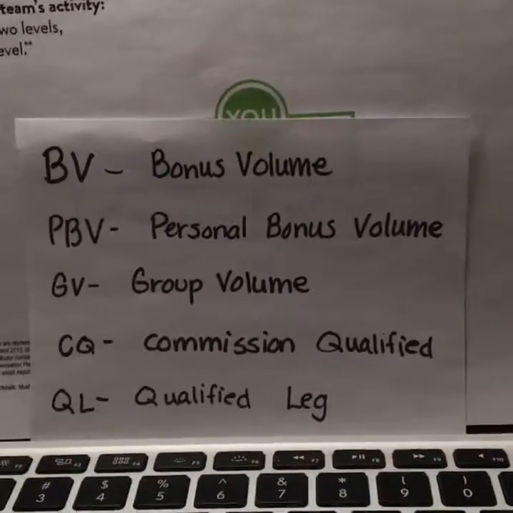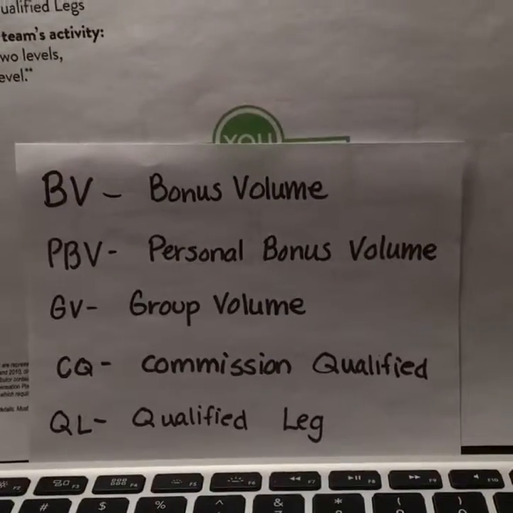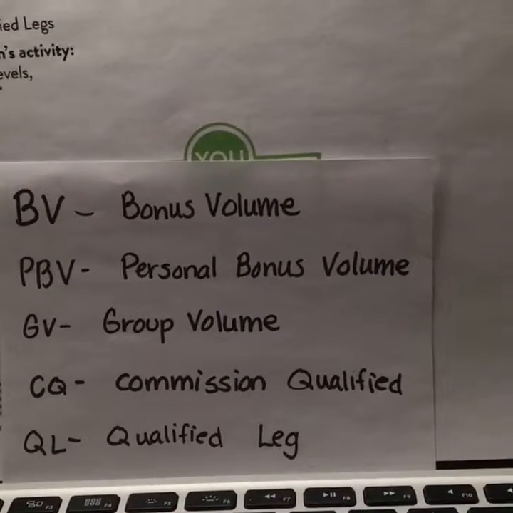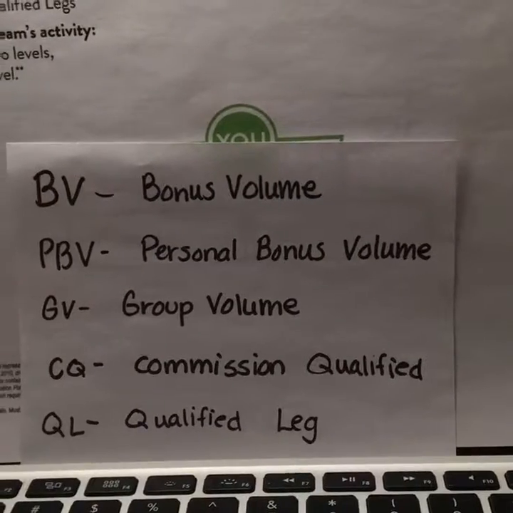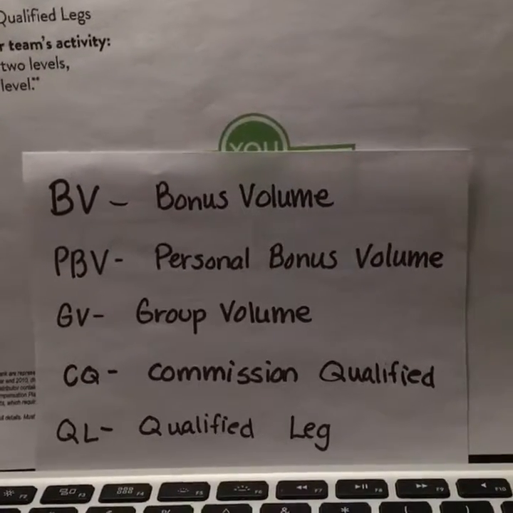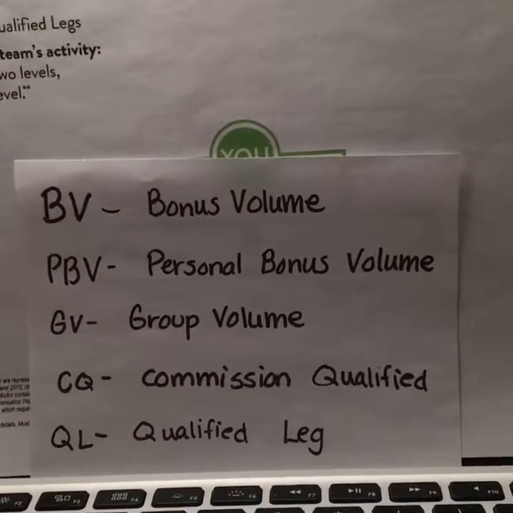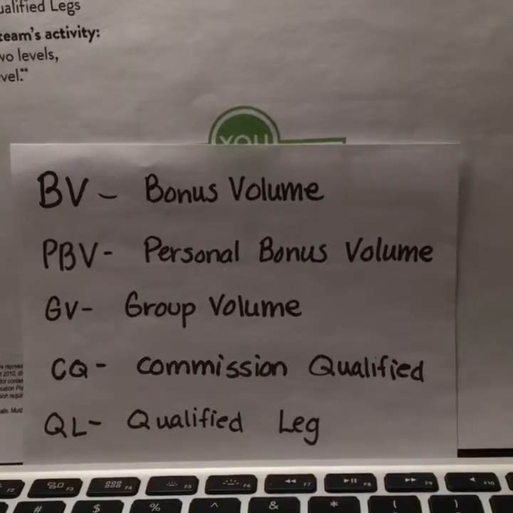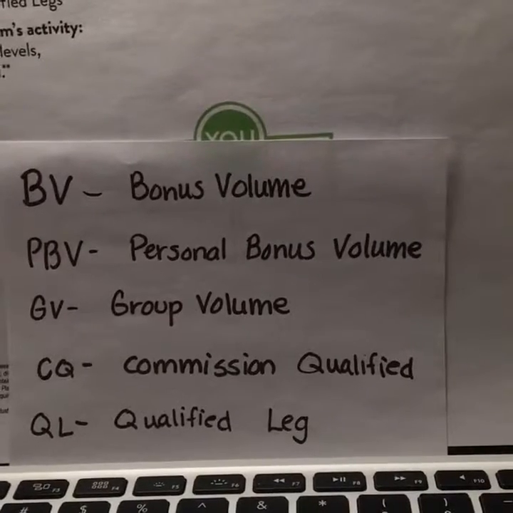Personal bonus volume is all of the orders coming directly underneath you. So that's going to be coming from your customers and your personal order. So your 80 BV auto shipment counts in your personal bonus volume. Your loyal customers that you keep and place directly under you, that is considered your personal bonus volume, okay?